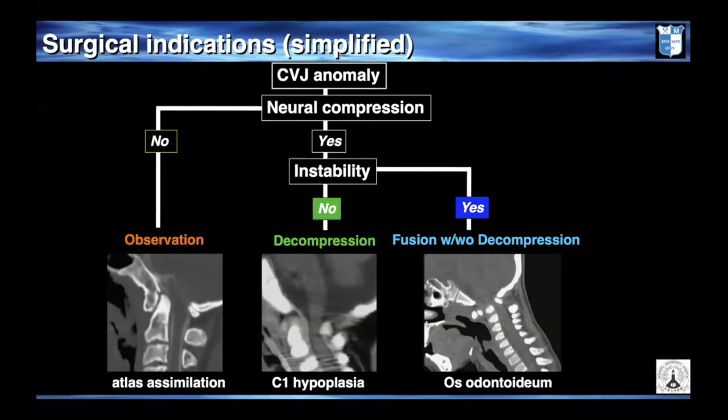So, the surgical indications for these conditions. This is my classification, very simplified. For cranio-vertebral junction anomalies, first we think about whether there is any neural compression. If there is no neural compression, maybe you can just observe, don't touch it. If there is neural compression and instability, then you go to fusion with or without decompression. If there is only neural compression and no instability, then you do only decompression. And today I'm going to talk mainly about this condition.